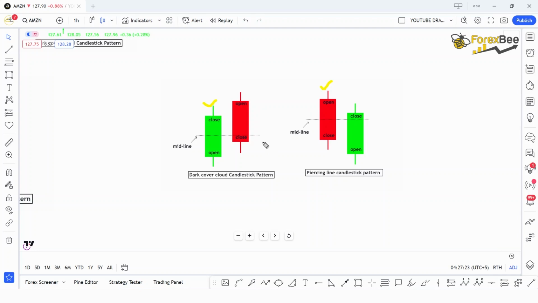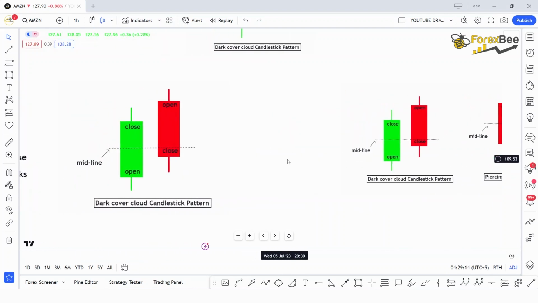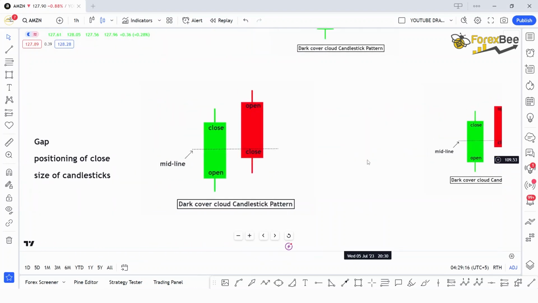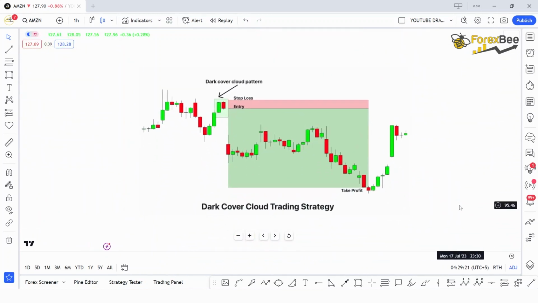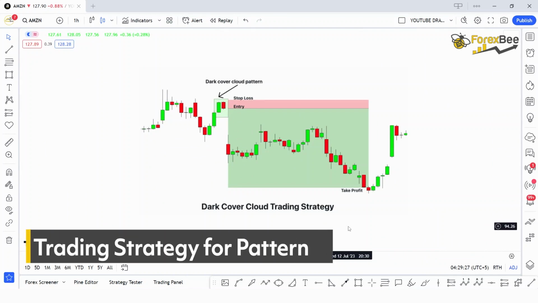And the second point of differentiation is that the close of the second candlestick is always under the midline of the first bullish one, while in the case of a piercing line candlestick pattern, the close of the second bullish candlestick is always positioned above the midline of the first bearish candlestick. Now you have understood the identification and analysis of the dark cloud cover candlestick pattern. It is time to understand the market psychology and formulation of a trading strategy involving the dark cloud cover candlestick pattern.